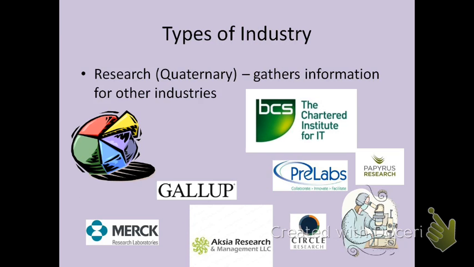The last type of industry is research, and that's also called quaternary. Basically, what they do is they gather the information for all the other industries. So they may take a poll, or they may do some research in a lab, or they may gather things together and combine ideas and things like that. But that's the research industry.